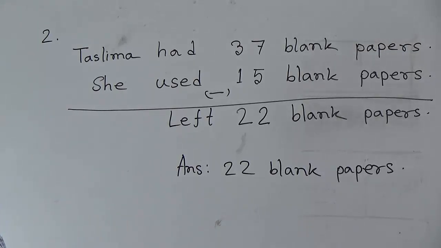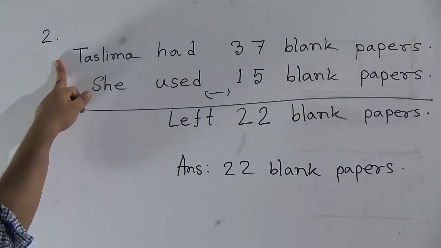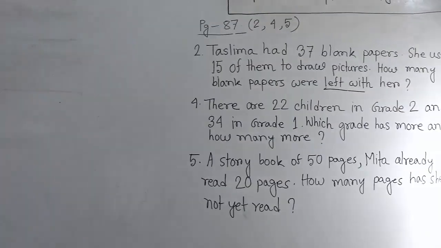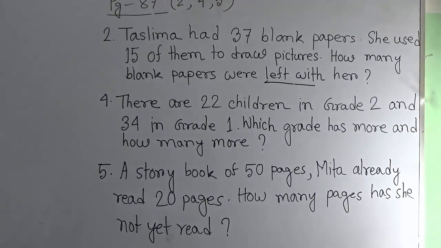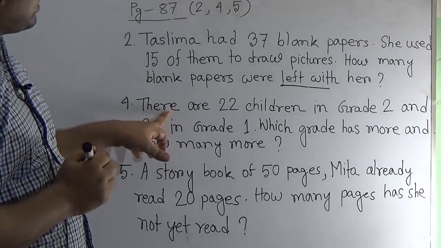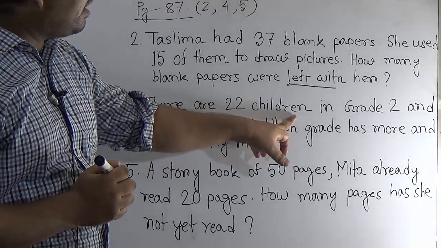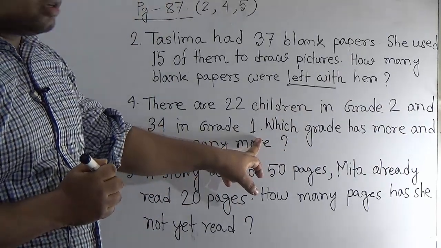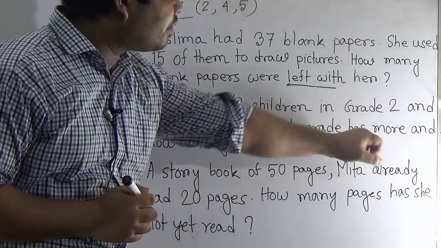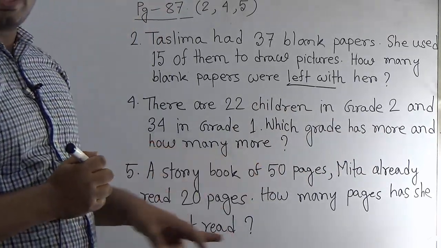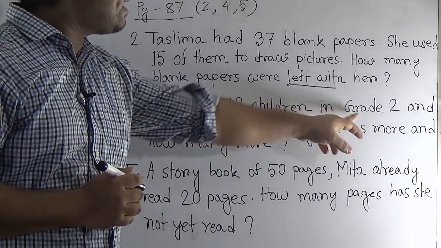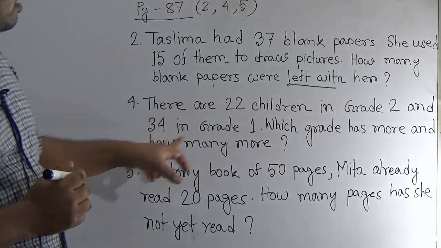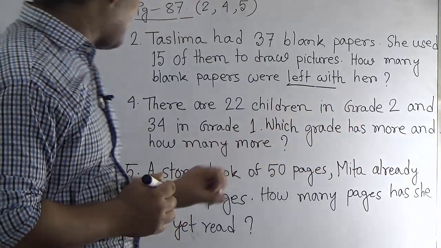In order to solve question number 4, now I erase question number 2. At first we read the question. Here you notice there are 22 children in grade 2 and 34 in grade 1. Which grade has more and how many more? My dear students, notice grade 2 has 22 children, grade 1 has 34 children. Which grade has more and how many more?